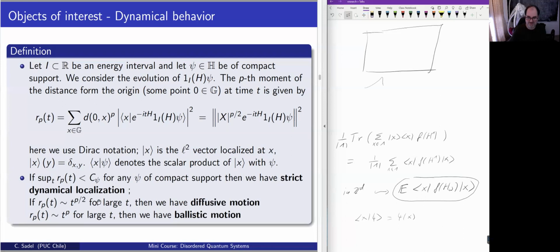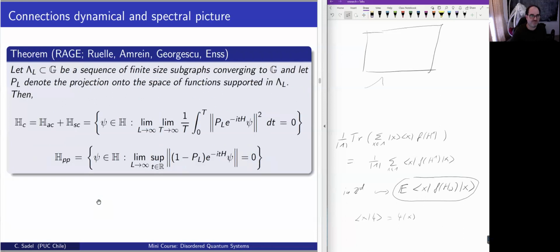Okay, well, there are some connections between the spectral picture and the dynamical picture, but in general, these connections are kind of a weak one. So it doesn't tell you that much about the dynamics if you know the spectral type, but it tells you something.